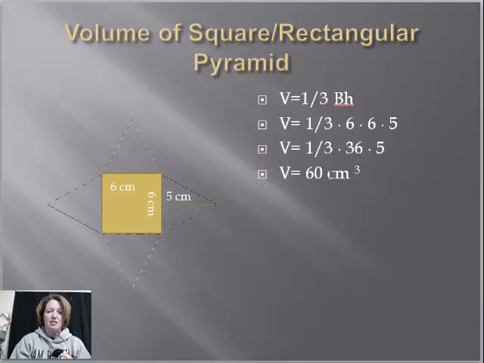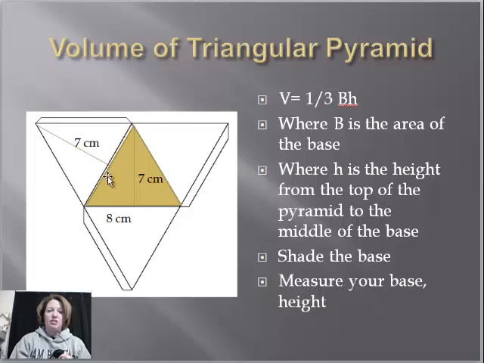The next shape we're going to do is the volume of our triangular pyramid. Same formula, V equals 1/3 base times height, but you'll notice the base of my triangular pyramid is a triangle. I still use B as the area of the base, so I'm going to be using the formula for a triangle, and the height is from the top of the pyramid to the middle of the base. I need to shade in my base, so I pick the bottom triangle and I measure my base and my height. And then I plug it into my formula.